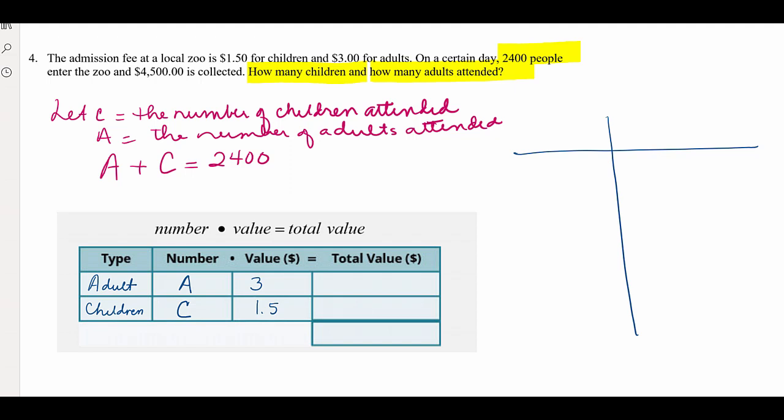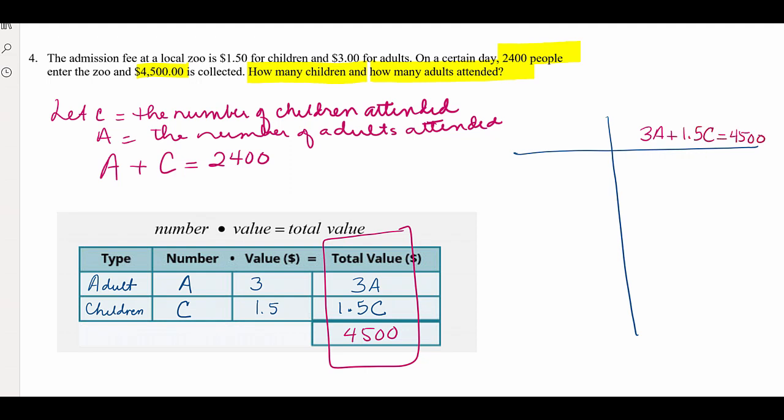And then the total value that the zoo collected that day in adult tickets sold is found by multiplying the number times the value, so 3A. And then the total value that was collected in child tickets is also found by multiplying 1.5 times C. And we were given that the total value collected was $4,500. So $4,500 goes here. And then in this last column, we've got our second equation, which I'm going to put over here in my t-table because I've already decided that I'm going to use the substitution method.